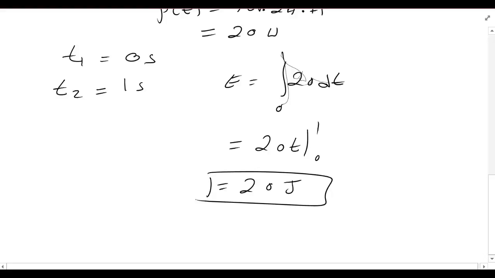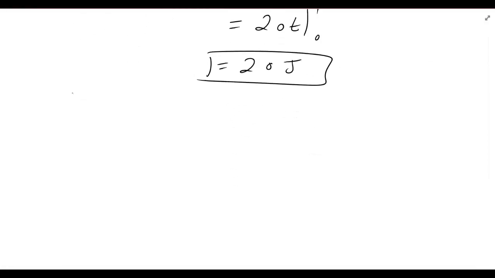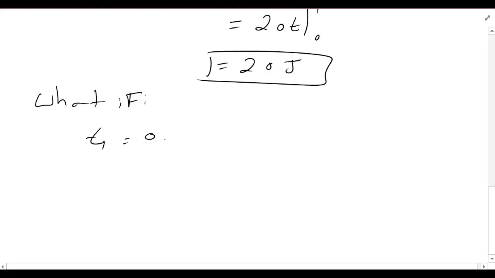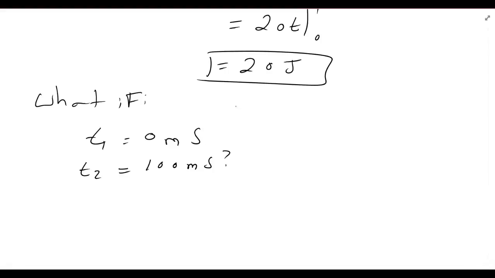There's something else that I want to talk about here, which is I've always been using somewhat convenient units. Everything has been in seconds, amps, and volts. What if t1 was 0 milliseconds and t2 was 100 milliseconds? Well, I can't just integrate yet without making sure my units are consistent. In fact, one of the biggest things we need to make sure of in this course is that units are consistent.